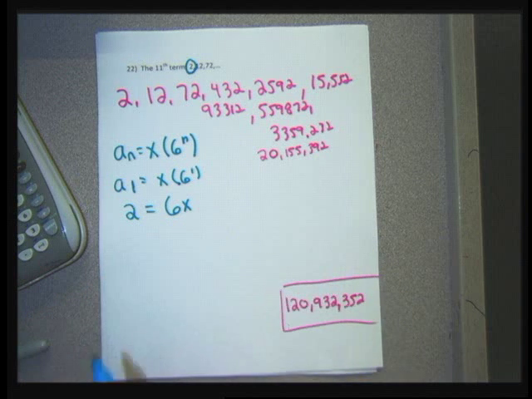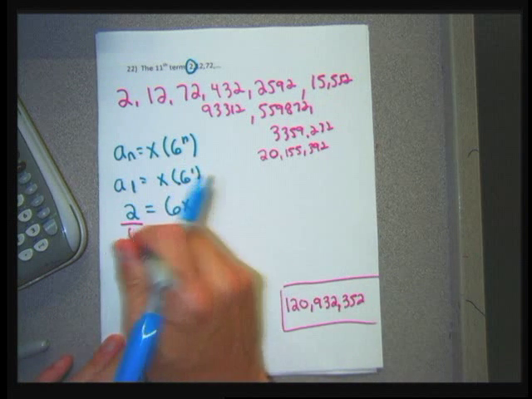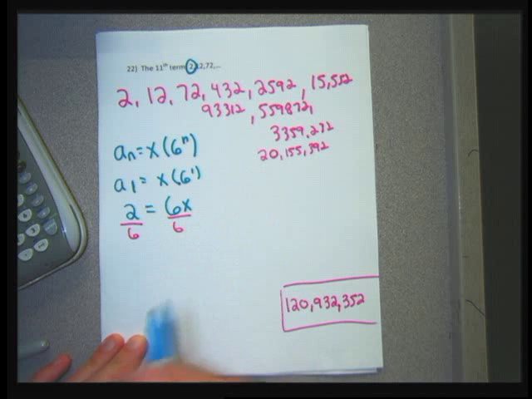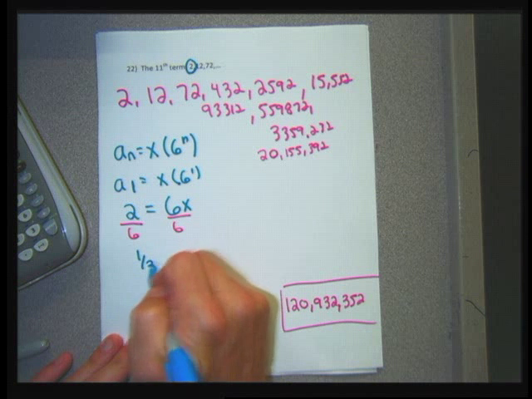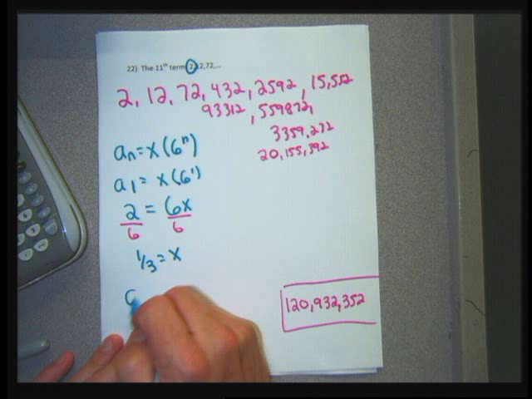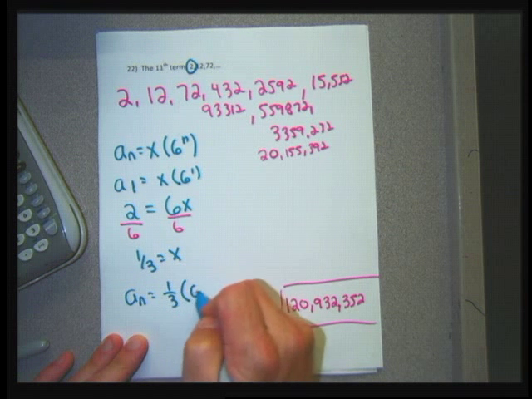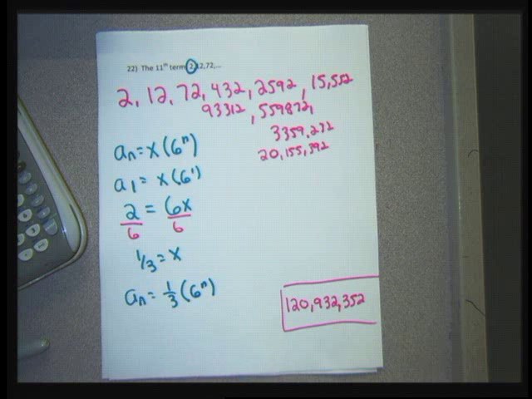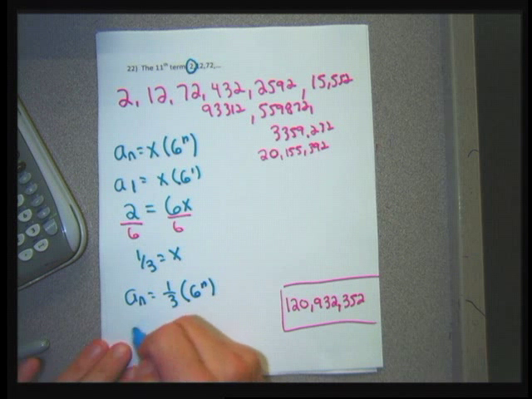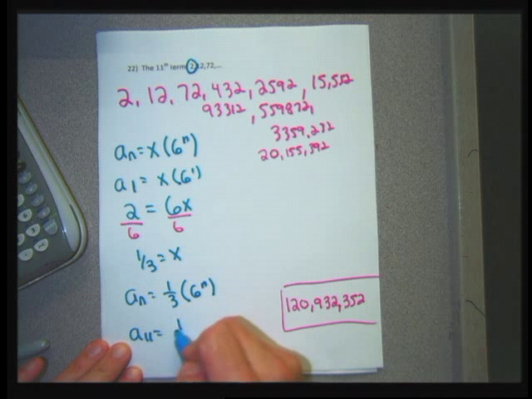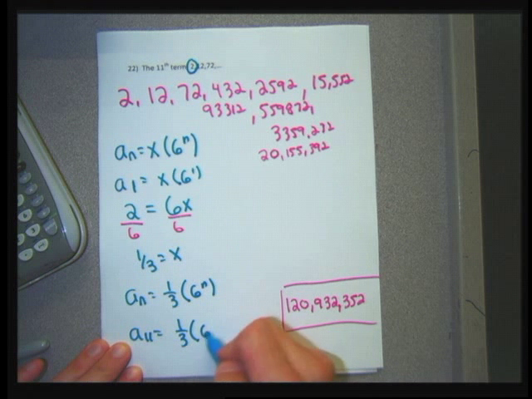I divide both sides by 6. And I get 1/3 equals x. So the formula here is a sub n equals 1/3 times 6 to the n power. Now I'm going to find the 11th term by going a sub 11 equals 1/3 times 6 to the 11th power.